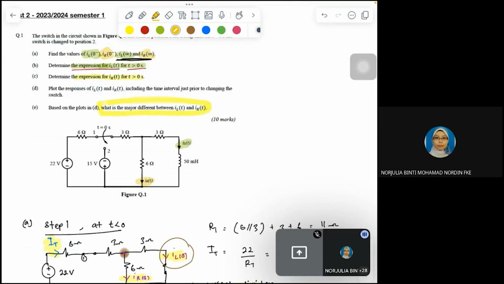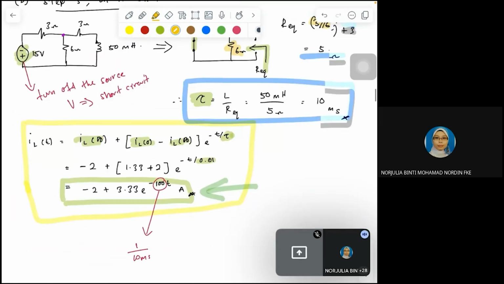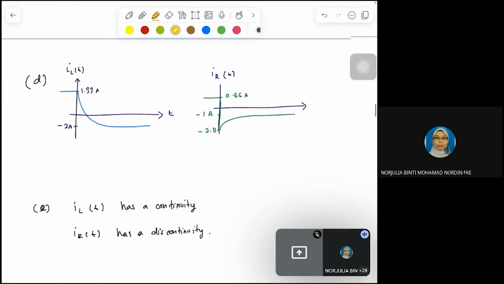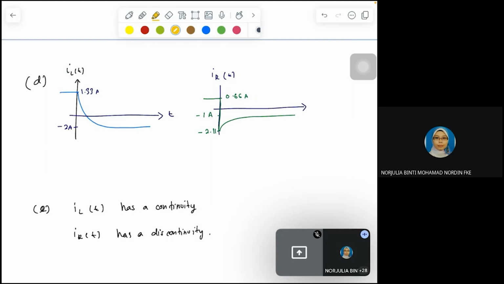After that, the last question. Based on the plot in D, what is the major difference between IL and IR? Basically, the main difference between these two graphs is that IL has the continuity characteristic, and your IR has the discontinuity characteristic.